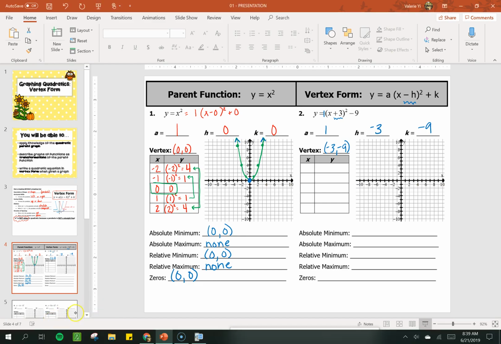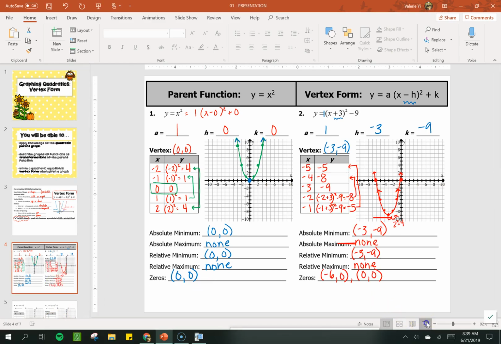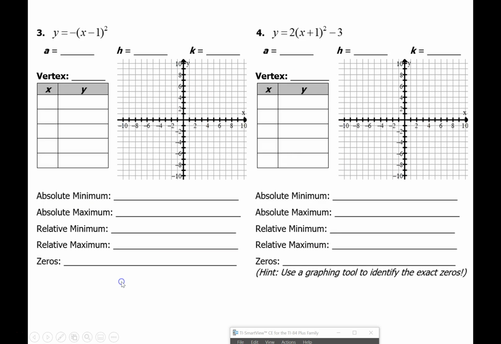All right, so now let's move on to another example that is a little bit different. Notice in this one, there are 2 things that are a little weird. First is there's an a value that's negative, which means it's going to make the graph open down, and there isn't a number on the outside being added or subtracted. That k value is not there. So let's talk through what this means.